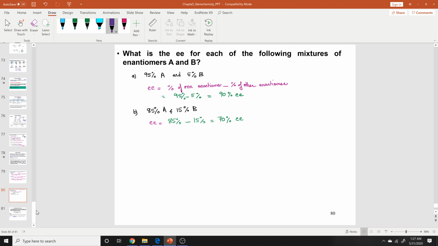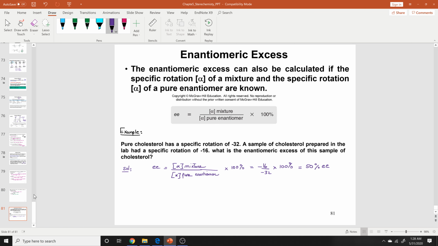What is the EE for each of the following mixtures of enantiomers A and B? So I am given 95% A and 5% B; subtract them from each other and you get the EE. Do the same over there. I can also, if I am given the optical rotation for the pure enantiomer versus the mixture, calculate the enantiomeric excess. So this is another formula.